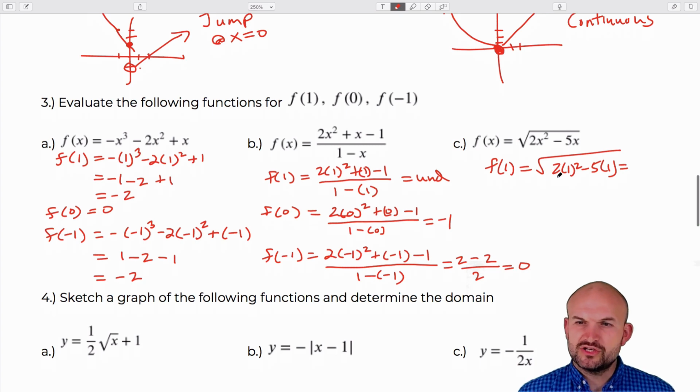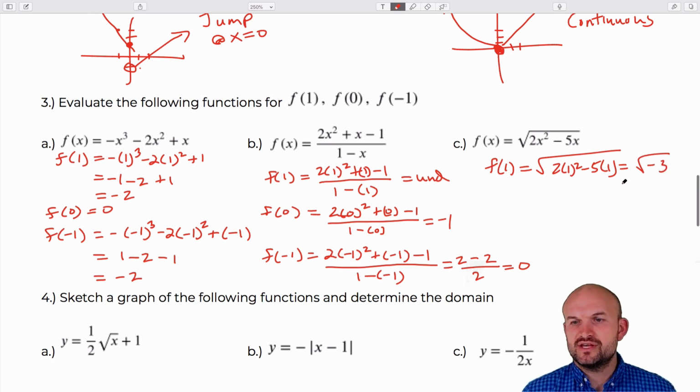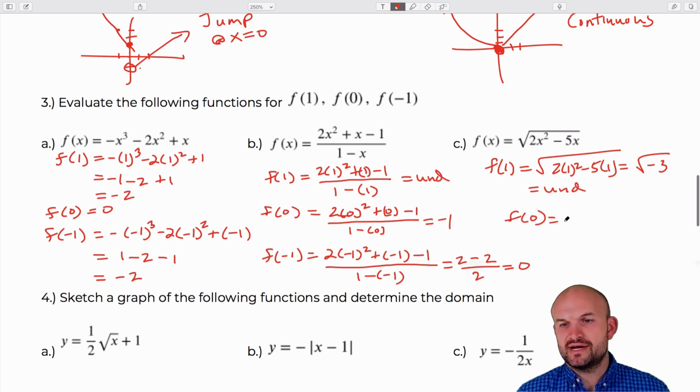Let's see, that becomes 2 minus 5. So 2 minus 5 is going to be -3. And again, we cannot take the square root of -3, so that is going to be undefined. For f of 0, everything is just going to go to 0, right? So we have the square root of 0, which is just 0.